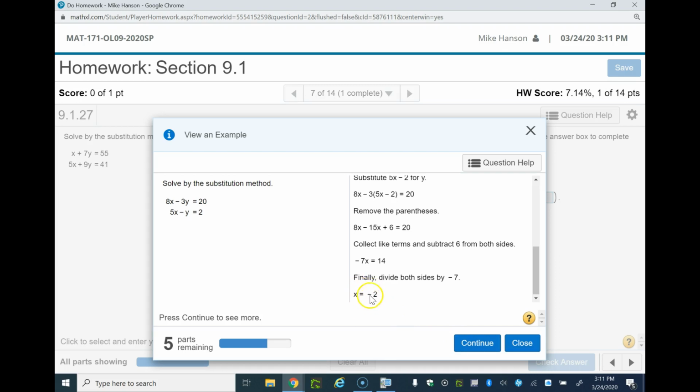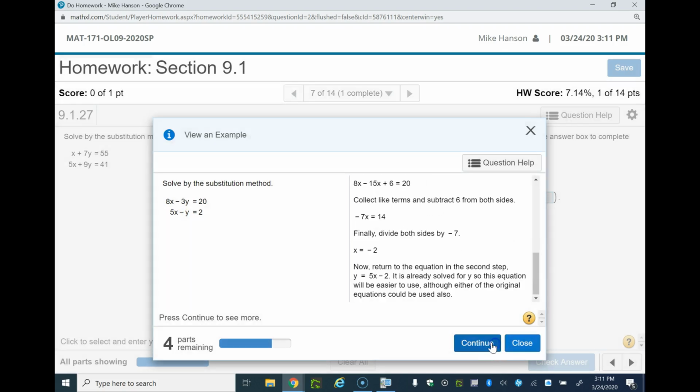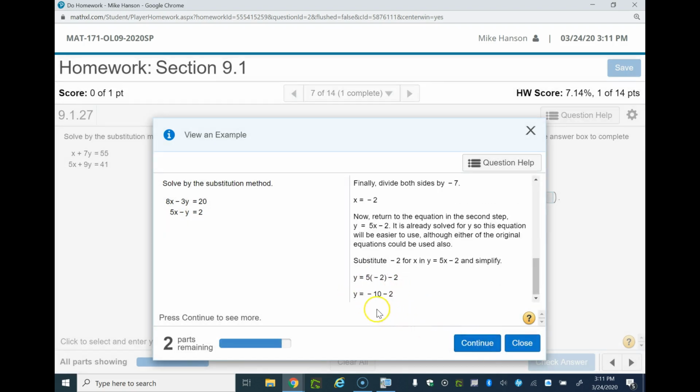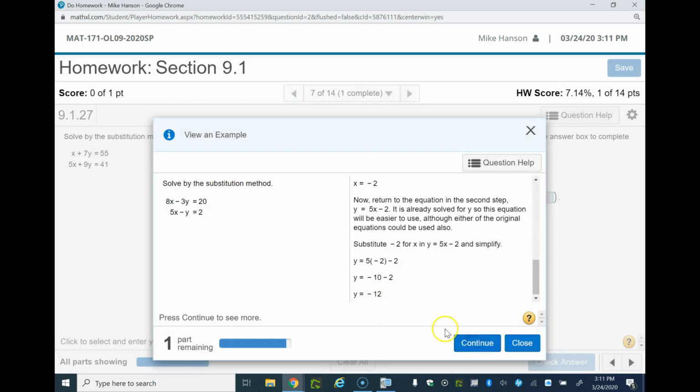So once we have the x equals -2, guess what? We have x, but guess what we also have to find? We have to find the y. So we plug in the -2 for x. What is 5 times -2? That gives us -10. Here, -10 minus 2 gives us -12. So my two answers are going to be x is -2 and y is -12.